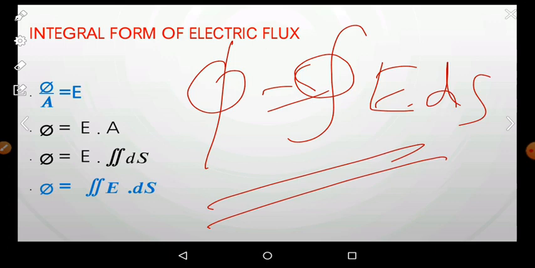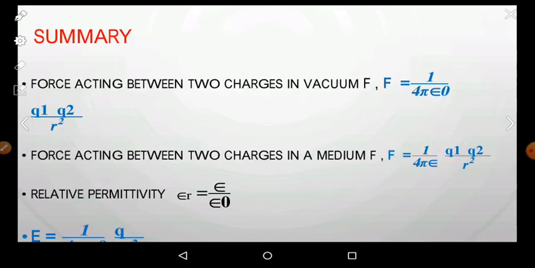So this is about the relation between the intensity of the electric field and electric flux. That's all for this lesson. Before concluding this lesson, let us have a recap.